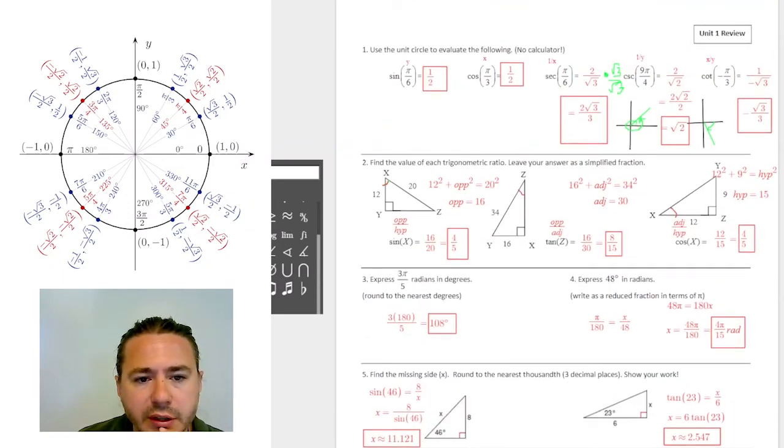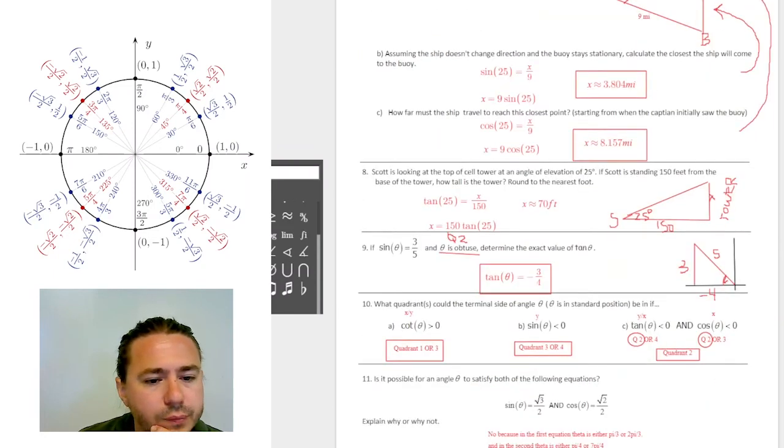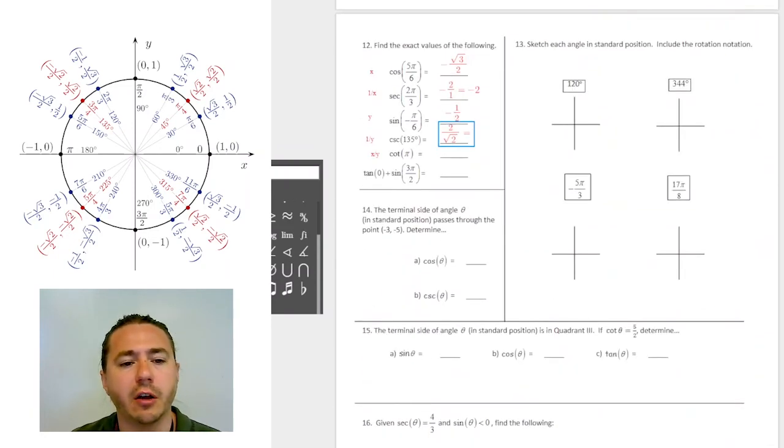Let's see. I thought we did that one already. Did we not? Maybe we didn't. Oh, I guess not. Could have sworn we did. Maybe it was on a homework or something. But anyway, we multiplied by root 2 over root 2, and this just simplifies to be root 2.